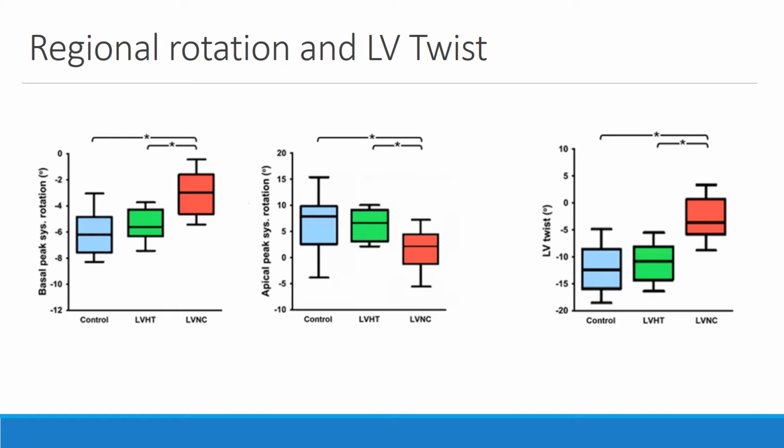For the regional basal and apical peak systolic rotation, it was not different between the controls and the left ventricular hypertrabeculation group, but the non-compaction group was significantly different between those two other groups. And this is reflected on the LV twist, which is the difference between the apical and basal peak systolic rotation.